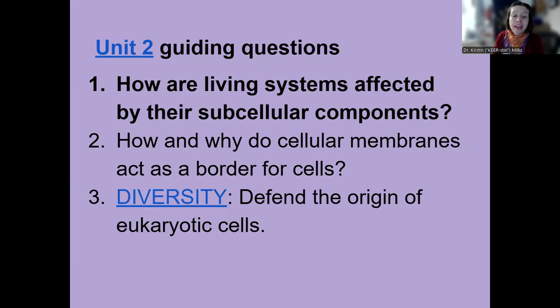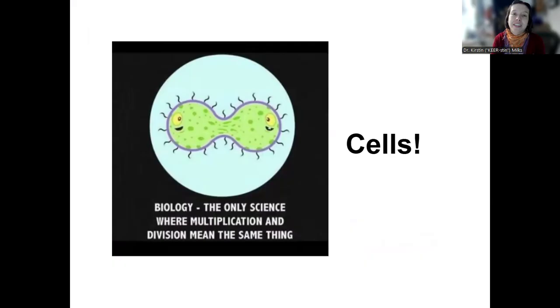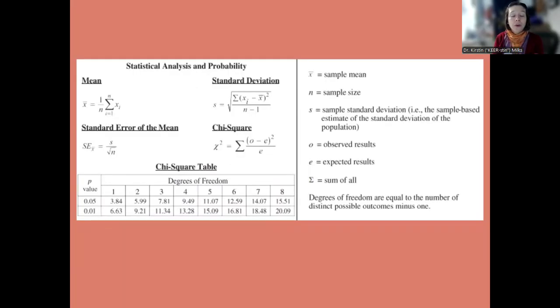Here are the Unit 2 guiding questions, and we're really thinking about living systems and their subcellular components as we think about this business of cells in bananas. Today, we're going to talk about chi-squared. This is the closest that Google has in its presets to that salmon color. We talked about chi-squared in the past, and today we're going to talk about measurements called standard deviation and standard error of the mean.